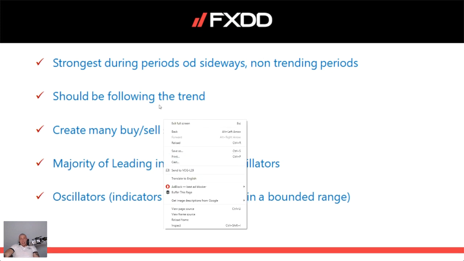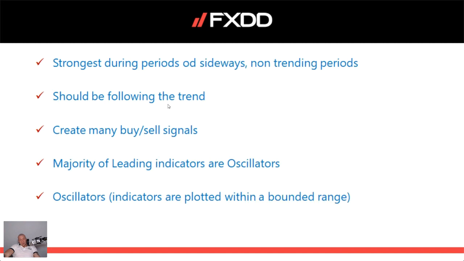Ranging markets can exist everywhere, on any time frame, guys. What are ranging markets? When price moves like this, that is a ranging market. The majority of leading indicators are oscillators, and oscillators are indicators that are plotted within a bounded range.